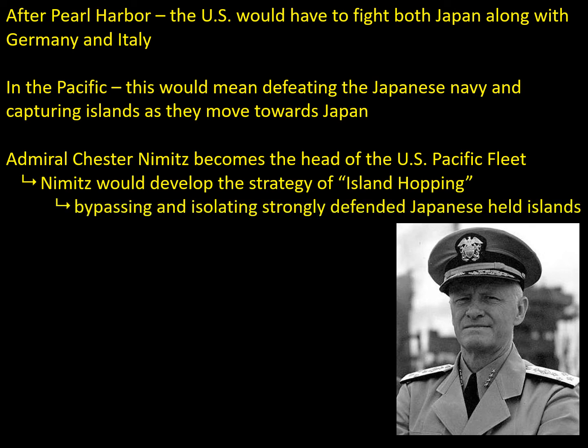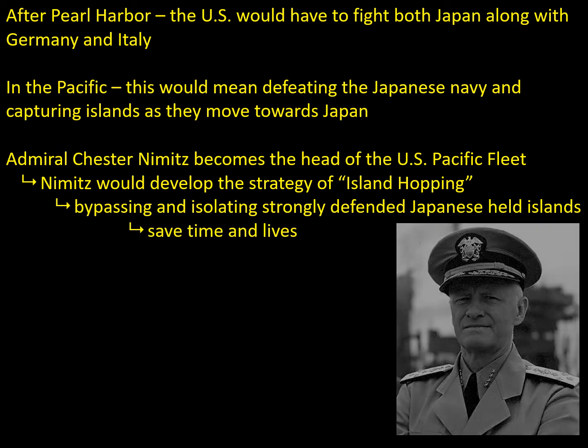Basically, what he would do is bypass and isolate strongly defended Japanese-held islands, where they would be left behind, not getting supplies, and eventually be forced just to surrender. This would save time and, more importantly, American lives.